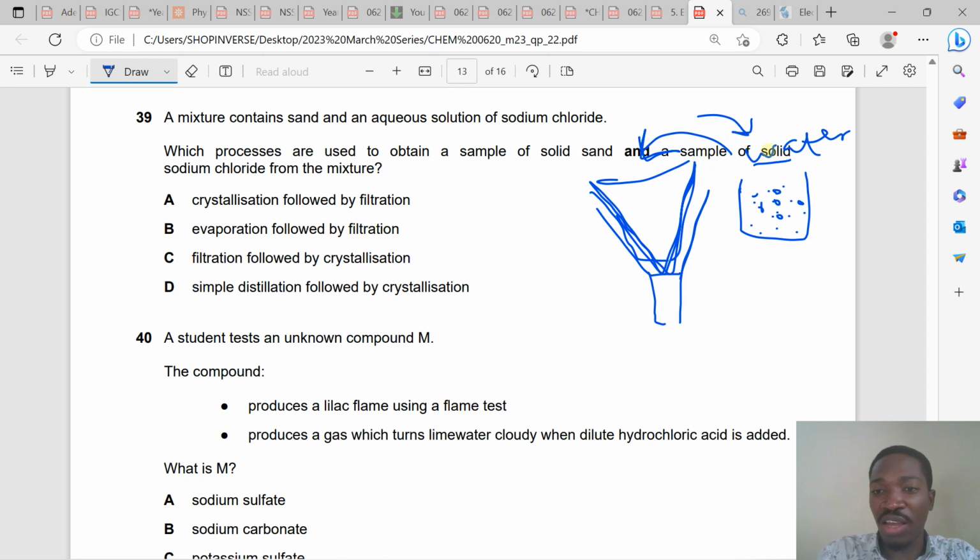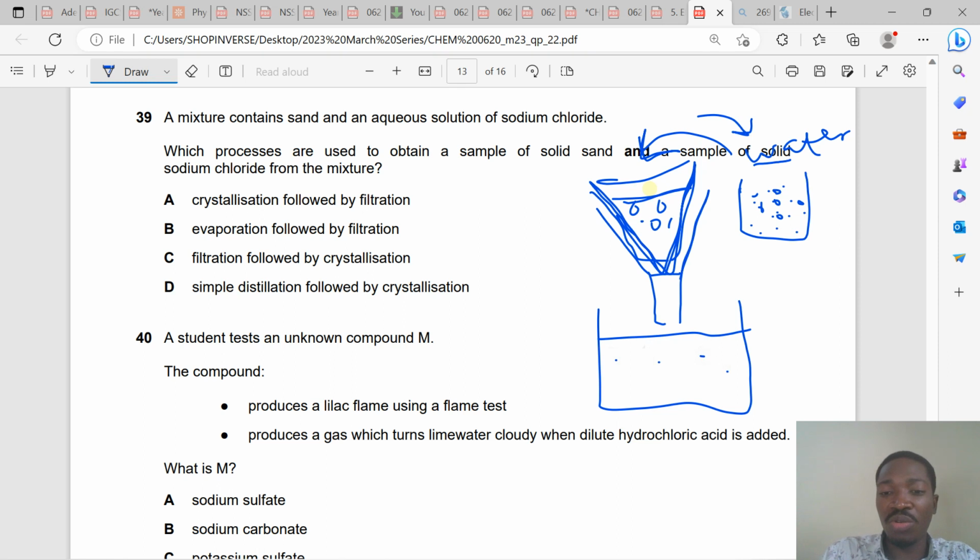When you pour water, the salt will dissolve, okay? So it has the salt, sand, water. Now when you pour it in, your sand particles will be here, while this will be a solution, a sodium chloride solution, a solution of salt and water, okay?